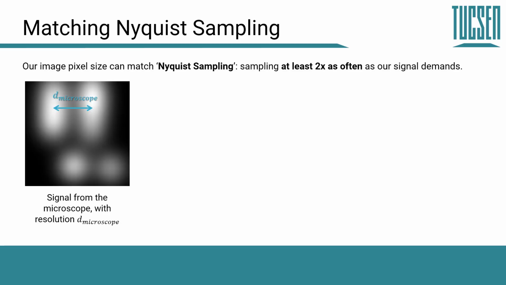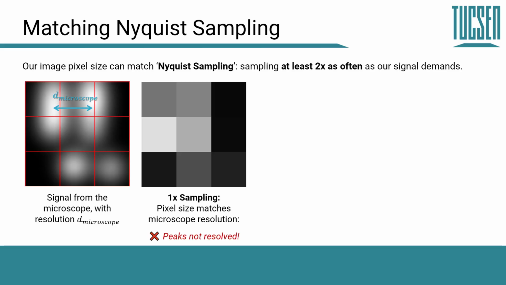To show what that means in practice, say this is the signal that our microscope or our optical system would deliver to the camera. You can see that these points are close together, but they're not so close together that we can't tell them apart. We're still clearly resolving these four different objects from our optics. And then the resolution of our microscope is the distance between them. We have D microscope as marked on the image.